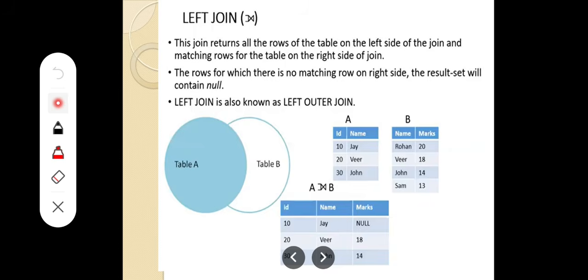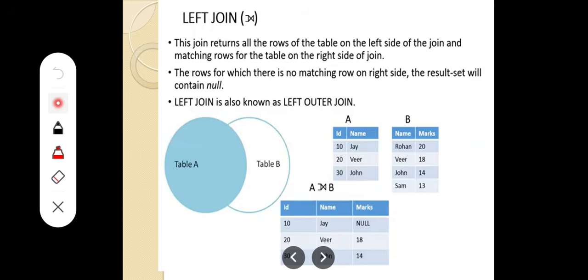Next concept is left outer join. This join returns all the rows of the table on the left side of the join and the matching rows of the table on the right side of the join. A left join is represented like this: on the left side of the join symbol we put two horizontal lines. That is left join. Left join means that we take all the values in the left table and also the matching values in the right table. This is called a left join.